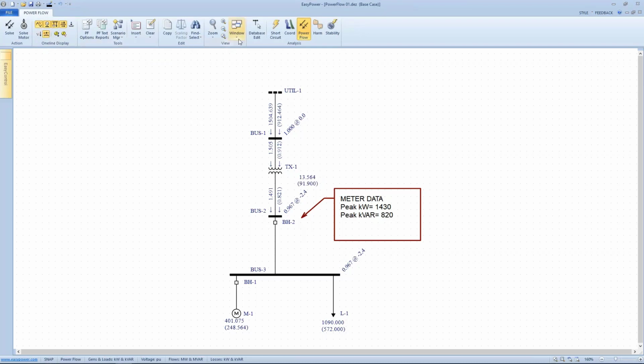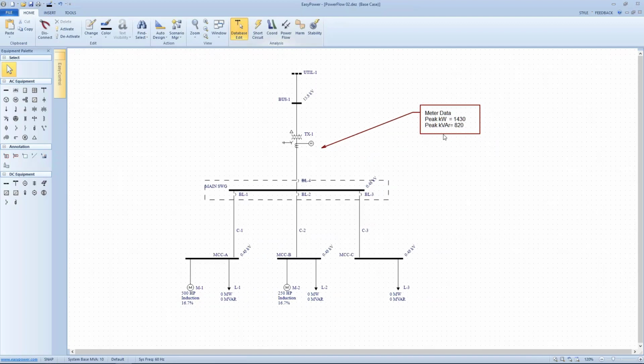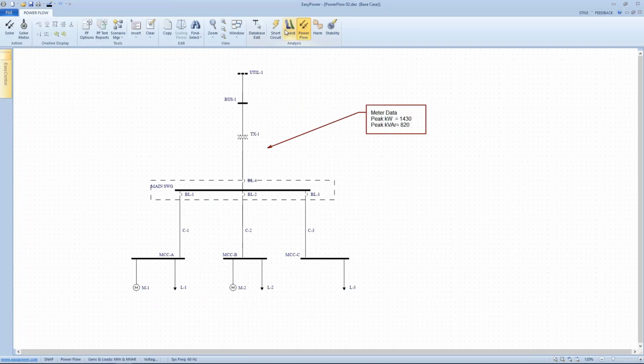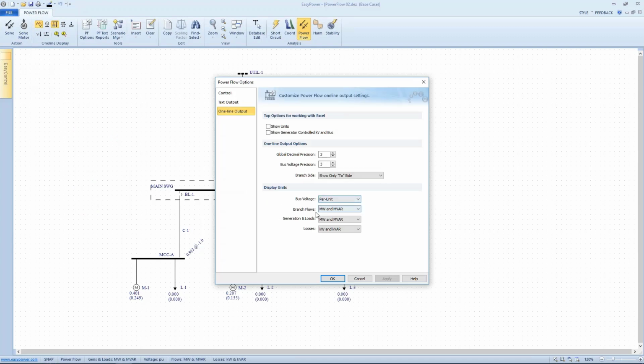All right, so this is a relatively simple example. Let's try one more. Same type of thing, where we measure some data at the major switchgear. And as we go into PowerFlow, we can look at our load system. And again, it looks like we're set up for kilowatts and megavars, megavars and megawatts. And our losses are in kilowatts and kilovars.